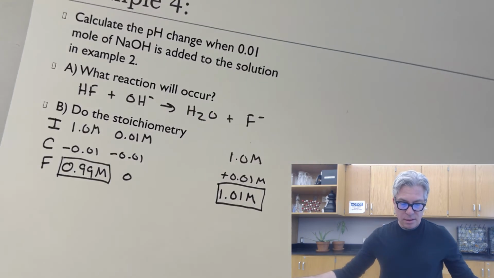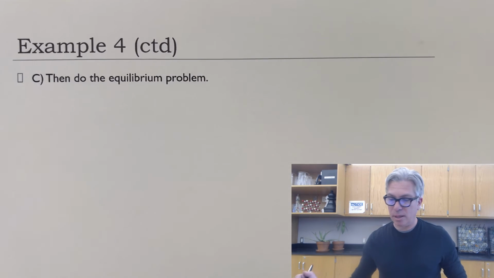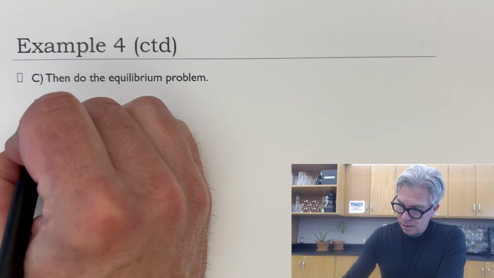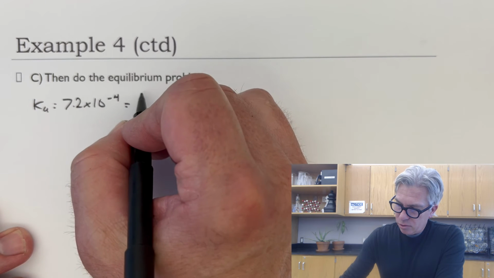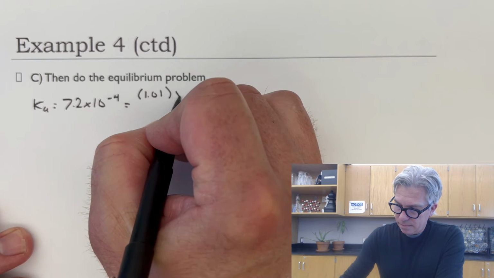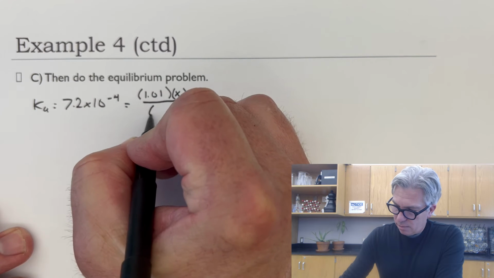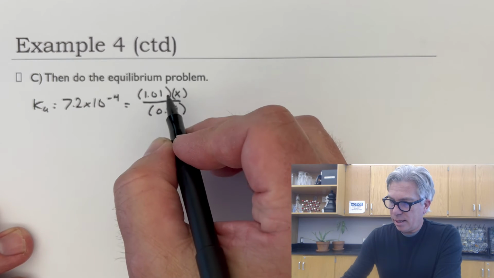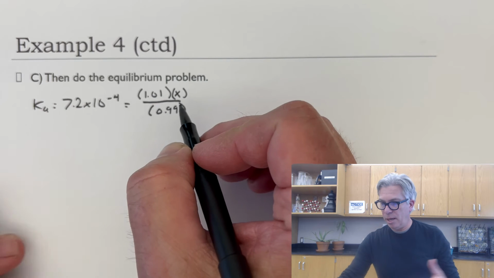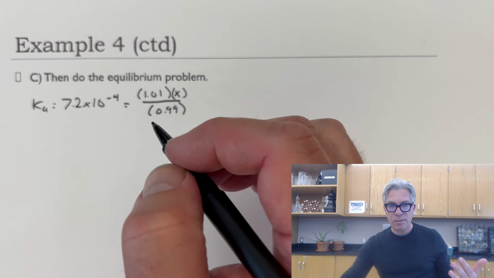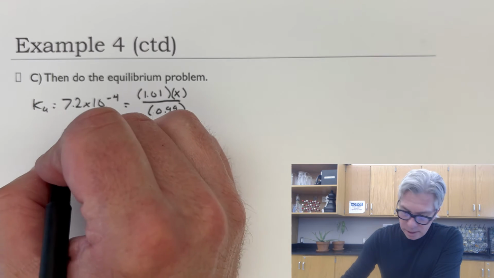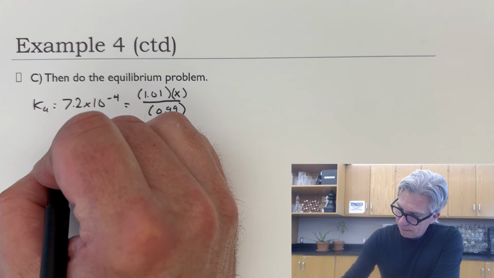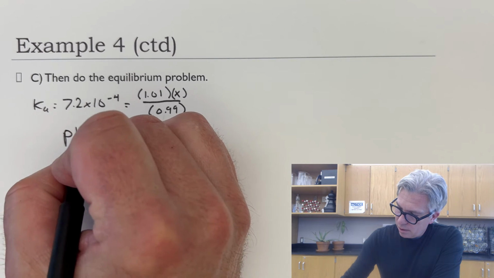Okay? Then what I'm going to do is I'm actually going to go back to my equilibrium constant expression. The Ka, 7.2 times 10 to the minus fourth. It's now going to be equal to 1.01 times x over 0.99. And I got rid of the x's that those would change by. But now we have these two things, okay? So if I do the math again, I get the H plus concentration, and I get a pH of 3.15.